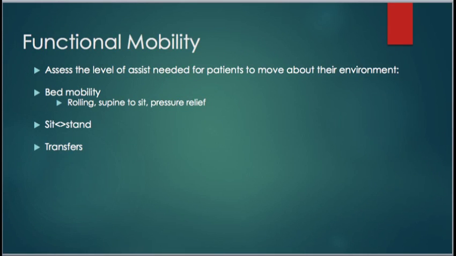An assessment of functional mobility allows us to know how much help a patient may or may not need moving within their environment. This includes an assessment of bed mobility, including rolling, supine to sit, and a patient's ability to relieve pressure, sit to stand, and transferring from one surface to another. A functional mobility assessment is a good indicator as to how well this patient is going to move within their environment and can also help us know how much education we may need to give their caregivers on moving in different environments throughout the day.